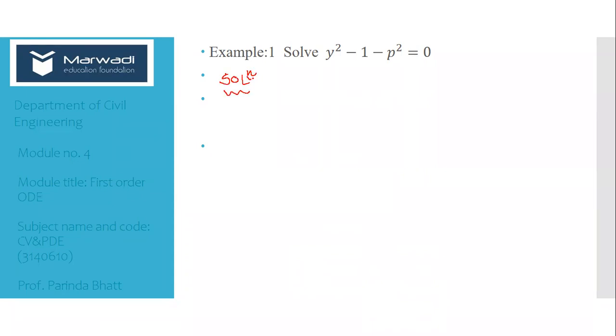What is the first step? This is given to us, f of y comma p equal to 0, right? Now, on the left hand side, we have to write the y, right? y square minus 1.